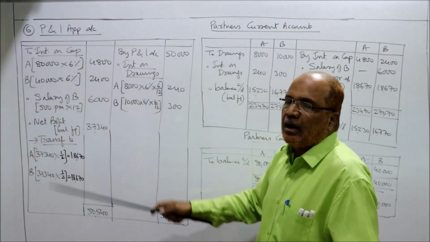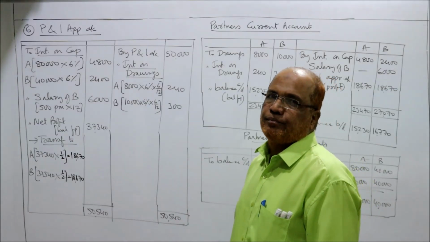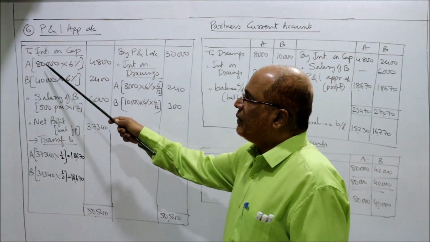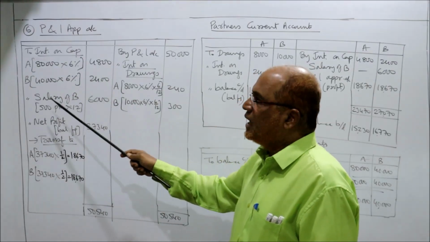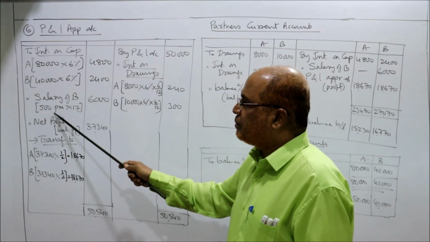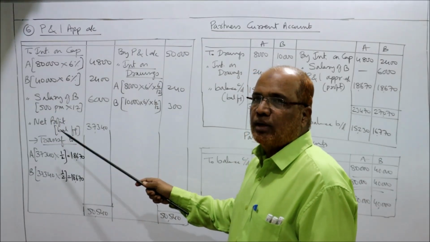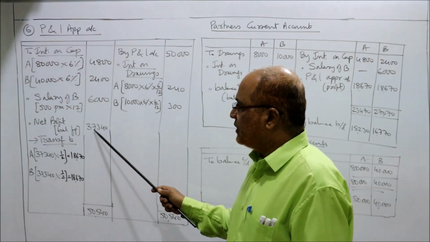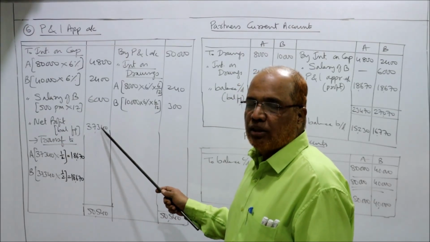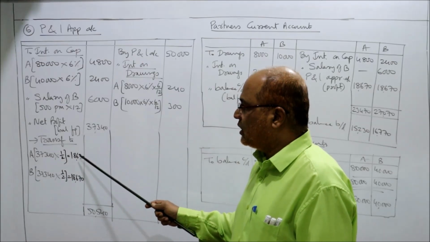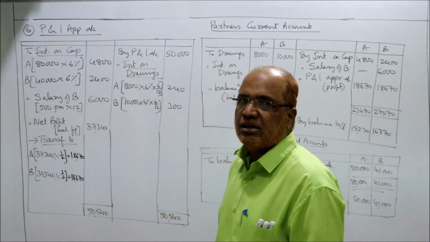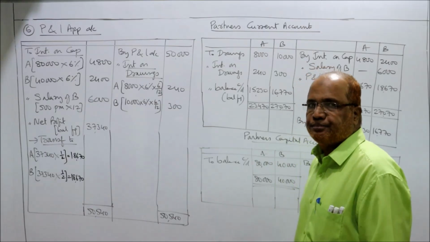Interest on capital will always be calculated for the full year. The beginning of the year capitals were 80,000 and 40,000, at 6%. These are the interest on capital. And salary of B is 500 rupees per month, 6,000. The net divisible profit is 37,340. The profit sharing ratio is equal, half. So half of 37,340, 18,670, is the profit of each partner.